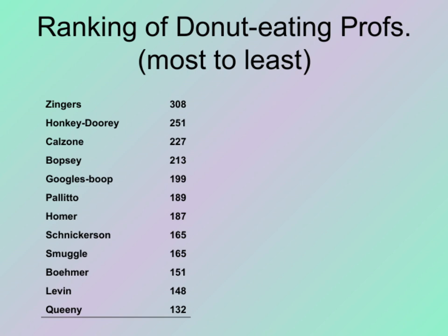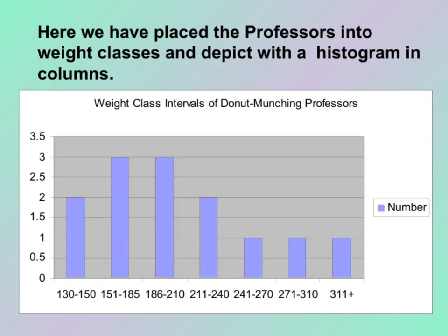This ranking not only highlights individual preferences, but also ties back to our overall theme of how different personalities or habits can influence our workplace or academic environment. It's a fun way to humanize these figures and see a different side of their personalities through their donut choices. So, it's not just about the numbers. It's about the stories behind them and what they tell us about each person's unique habits. Here we have placed the professors into weight classes and depict with a histogram in columns.